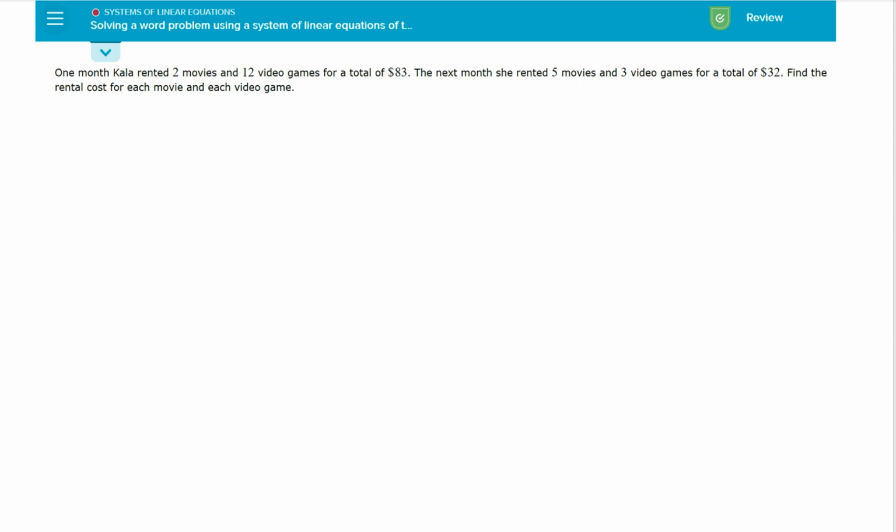One month, Kayla rented 2 movies and 12 video games for a total of $83. The next month, she rented 5 movies and 3 video games for a total of $32. Find the rental cost for each movie and each video game. First of all, one month, Kayla rented 2 movies and 12 video games for $83. The next month, she rented 5 movies and 3 video games for a total of $32.